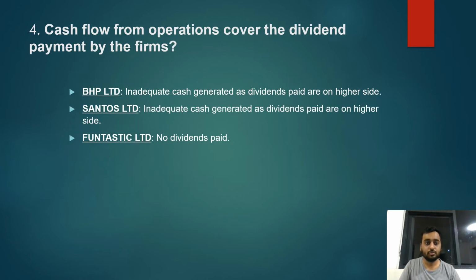As per the fourth point, cash flow from operations covers the dividend payment by the firms. For BHP Limited, it indicates cash generated, as dividends paid are on the higher side. For Santos Limited, inadequate cash is generated, as dividends paid are on the higher side. And for Fantastic Limited, no dividends will be paid. So this is for the other three companies and for the dividend.